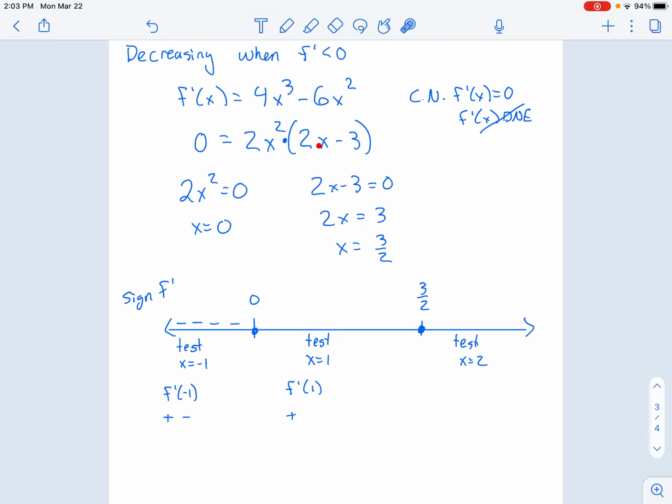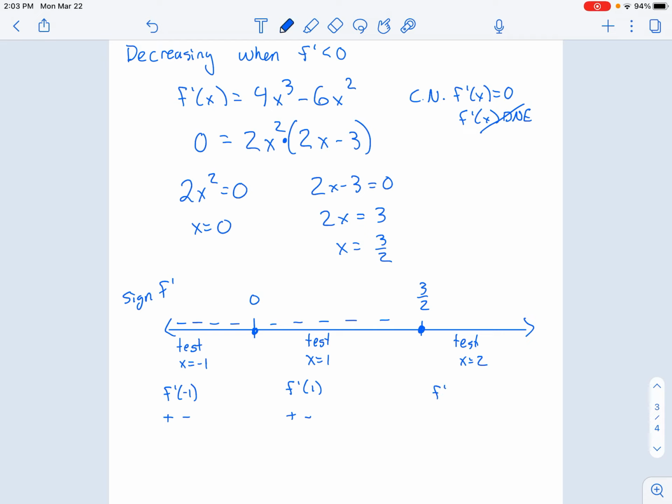1 substituted for x here, 2 minus 3 is a -1. I want to point out here that just because we have a critical number doesn't mean we always change the sign of the derivative. This isn't a mistake. This is just the way this function works.